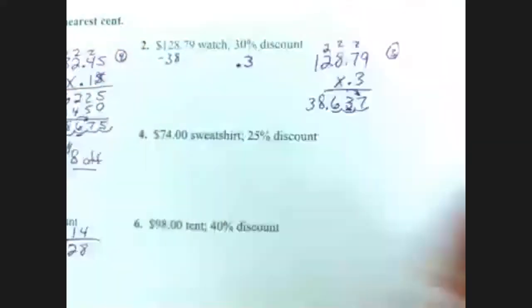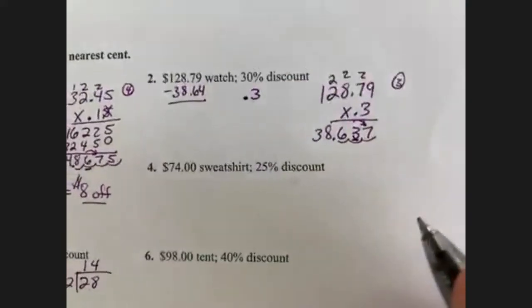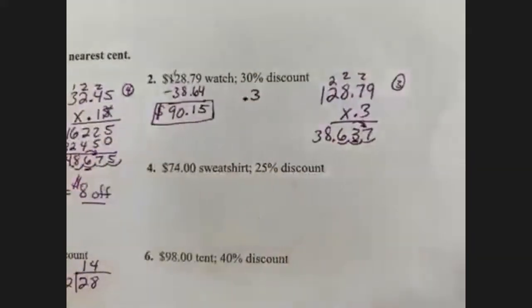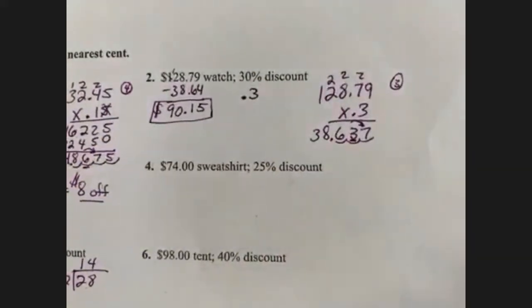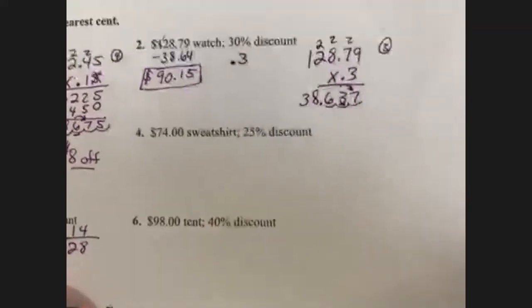Then it's taking off. So I'm subtracting $38.64 from the cost of that watch. Sorry if it's hard to see. 9 take away 4 is 5. 7 take away 6 is 1. 8 take away 8 is 0. Borrow, 12 take away 3 is 9. So I'm paying $90.15 for that watch. Nice discount. Yeah, the more expensive it is, the more money that comes off, especially if the percentage is a little higher.